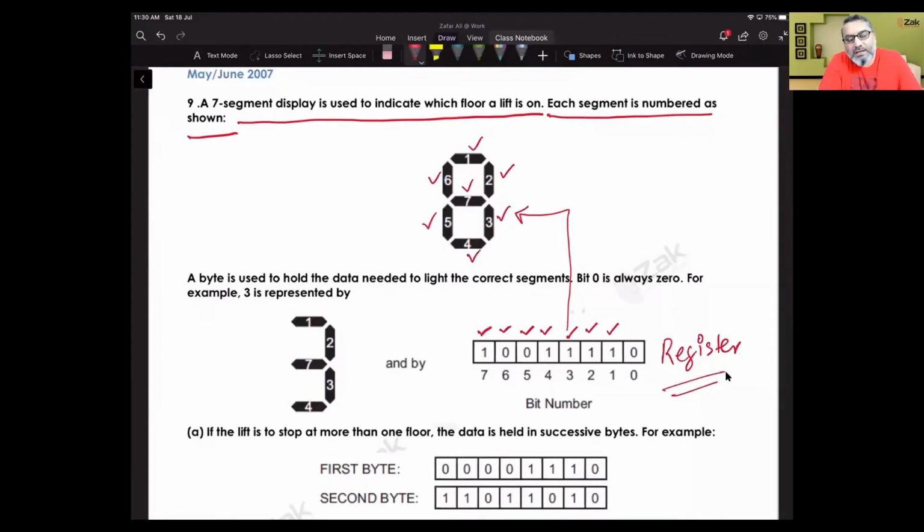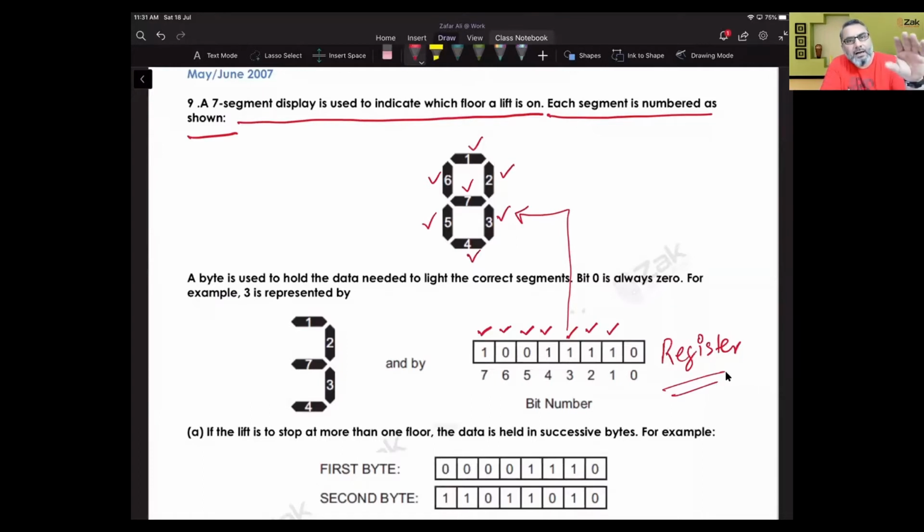Now, when we talk about a register, it is not necessary that the register is made up of any combination of bits in multiples of bytes. No, that register can be made up of any number of bits. That can be 4 bits, that can be 8 bits, that can be 10 bits, as per the requirement.